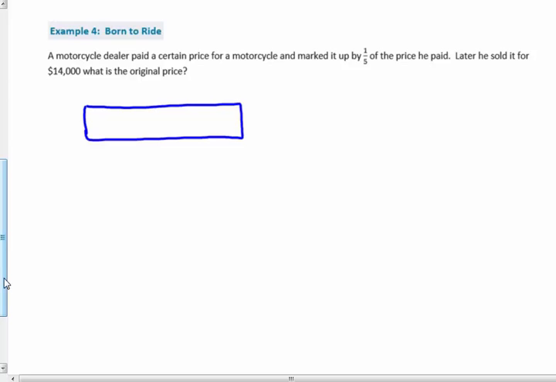The price is a bar, and then he marked it up by 1/5 of the price. So my first bar that I don't know is going to be 5 equal parts. He marks it up by another 1/5, so I'm adding a 1/5 on here, about the same size as these. This is the markup. 1, 2, 3, 4, 5: that's the original fifths. This is the original price, which I don't know.